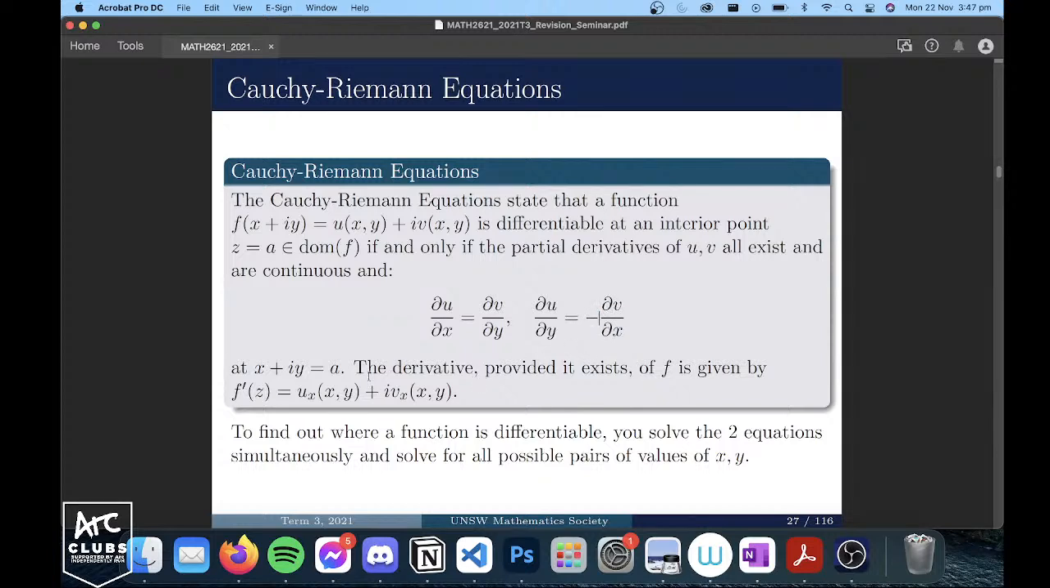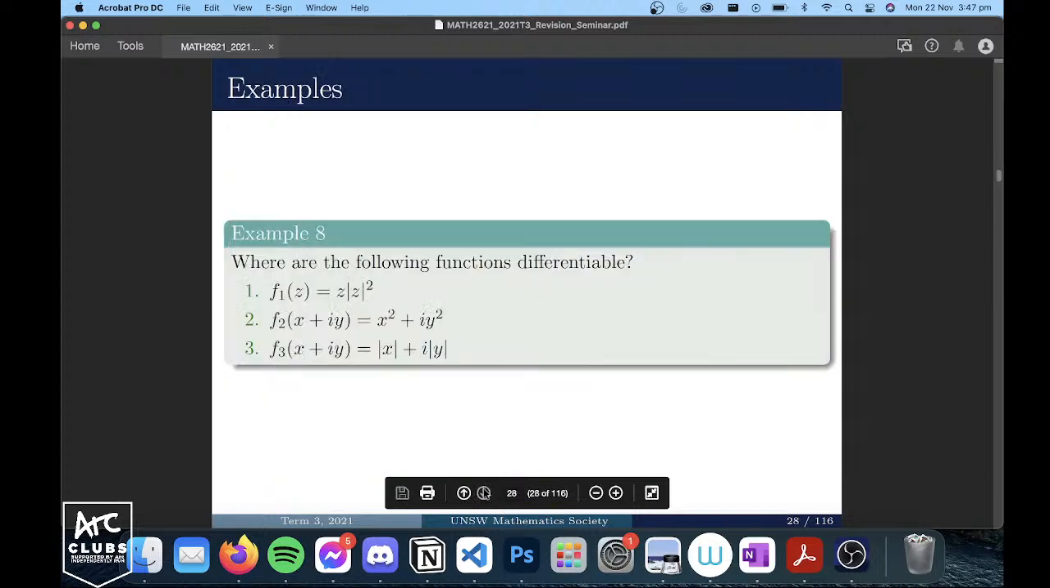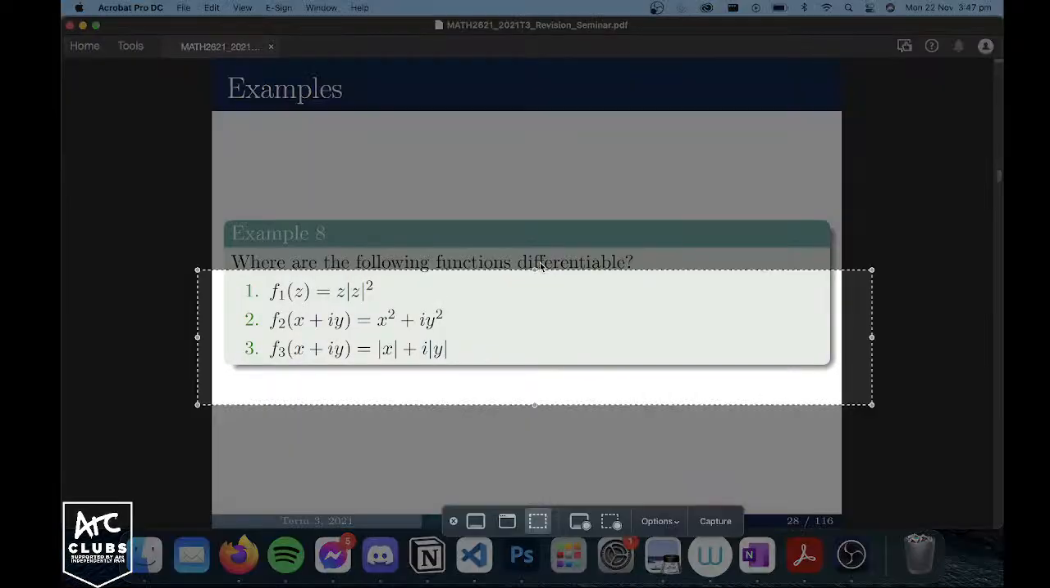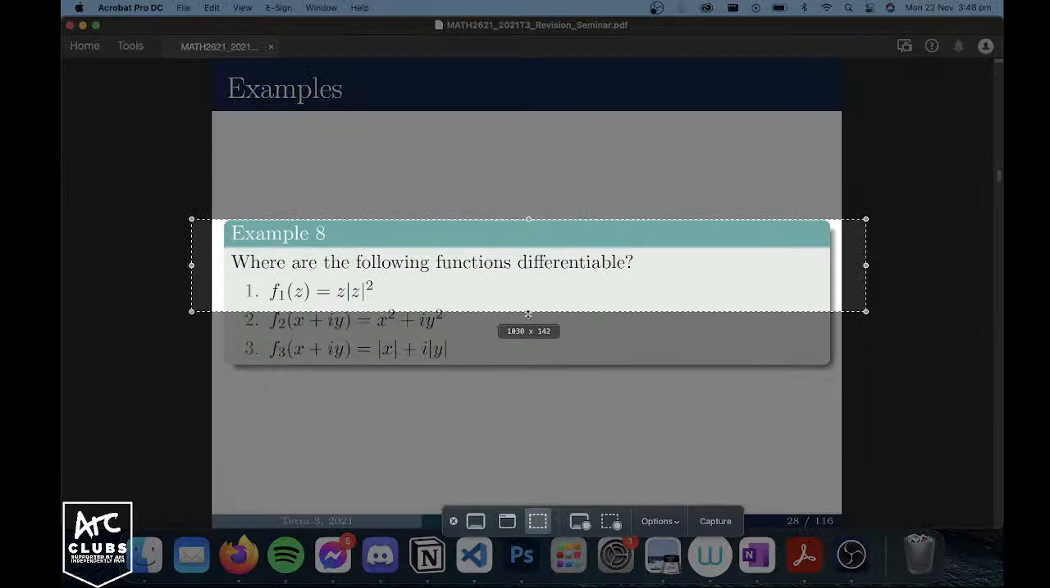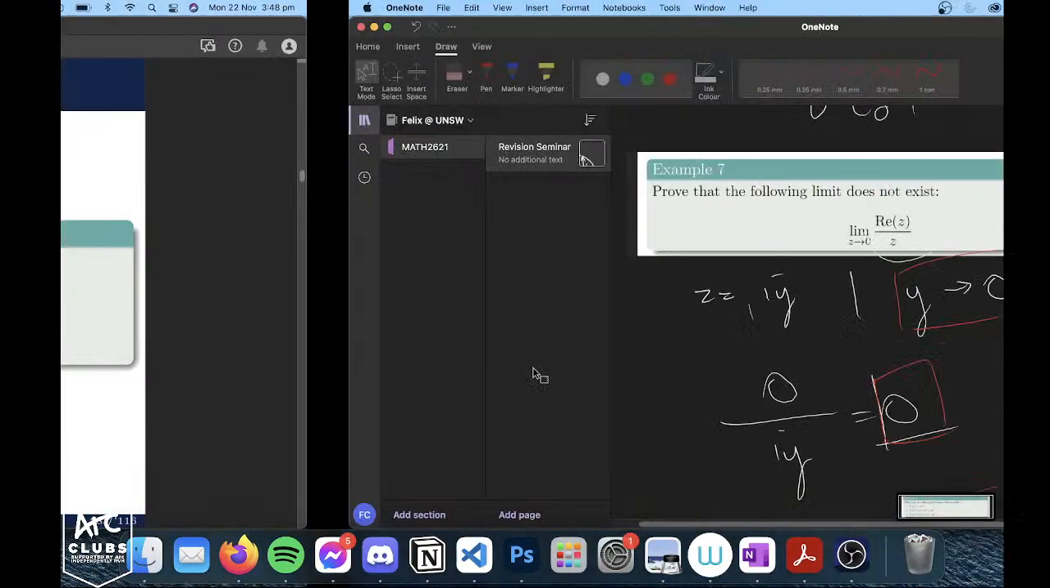And also, it's really nice because we can find the derivative, which is just the partial derivative of u with respect to x, and the partial derivative of v with respect to x as the imaginary part. Okay, so let's move on to some examples. I probably won't be doing all of them. I'll just do the first one, and I'll give you some clues for the last two.